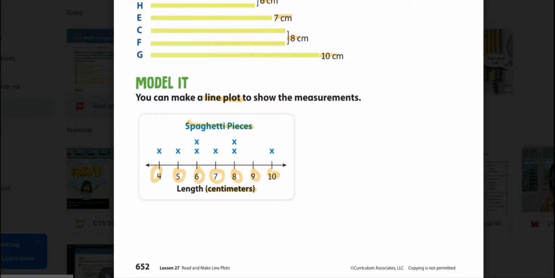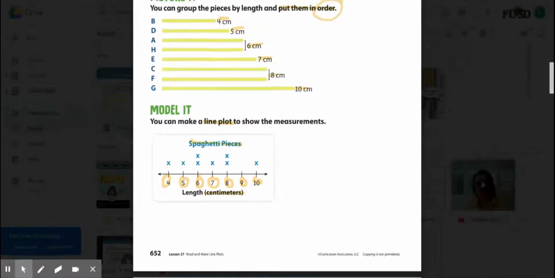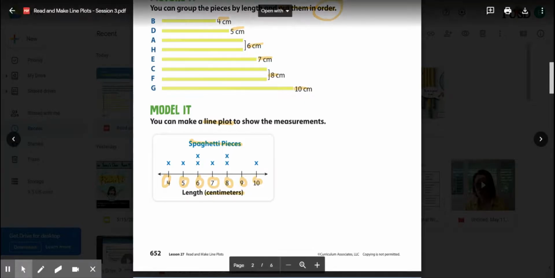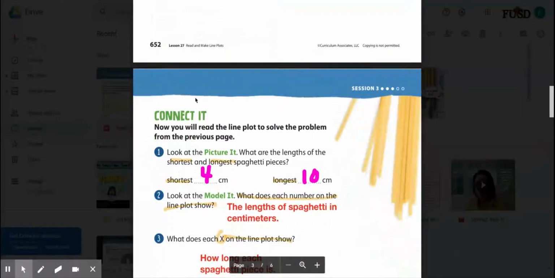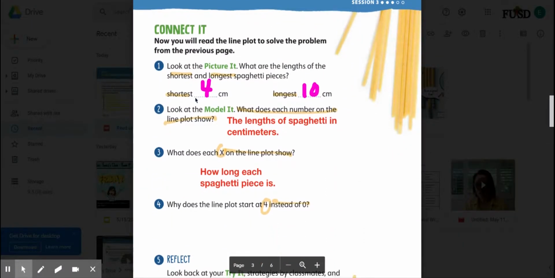Okay, and let's see, there were 2 pieces of spaghetti that were 6 centimeters. What about how many pieces had 10 centimeters? If you look at this one, it's 1. Okay, so hopefully you did something like this. If you did something different and it works, great. But let's practice using line plots. All right, let's connect it together. That's how our brain grows.